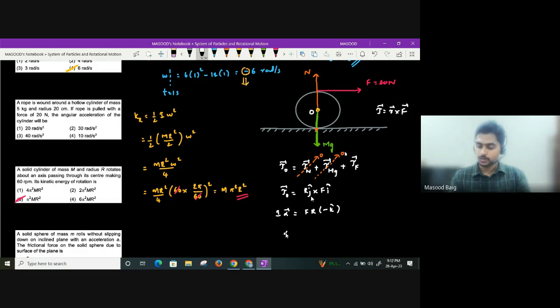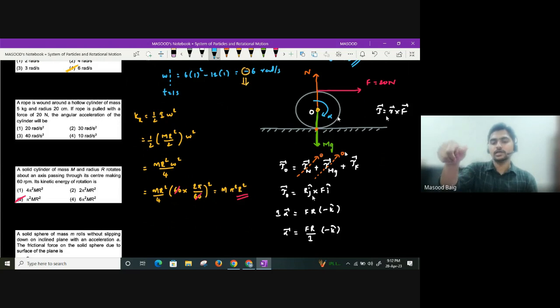Okay. So what will I get alpha bar as? I will get it as FR divided by I. In which direction? See, the direction is minus K. Minus K means into the board. When will I get it into the board, beta? I'm going to get into the board if the sense of alpha is clockwise. So along the sense, curl the fingers of the right hand, and the direction will be inwards, guys.